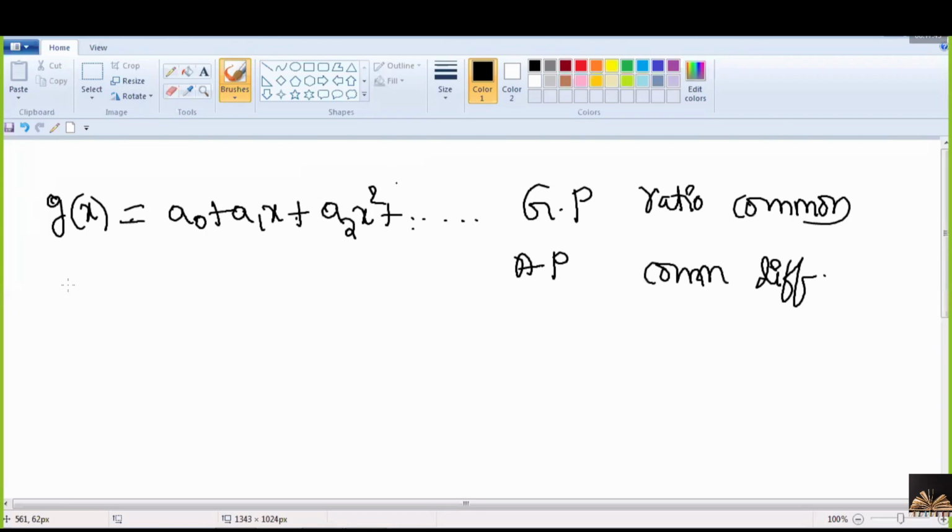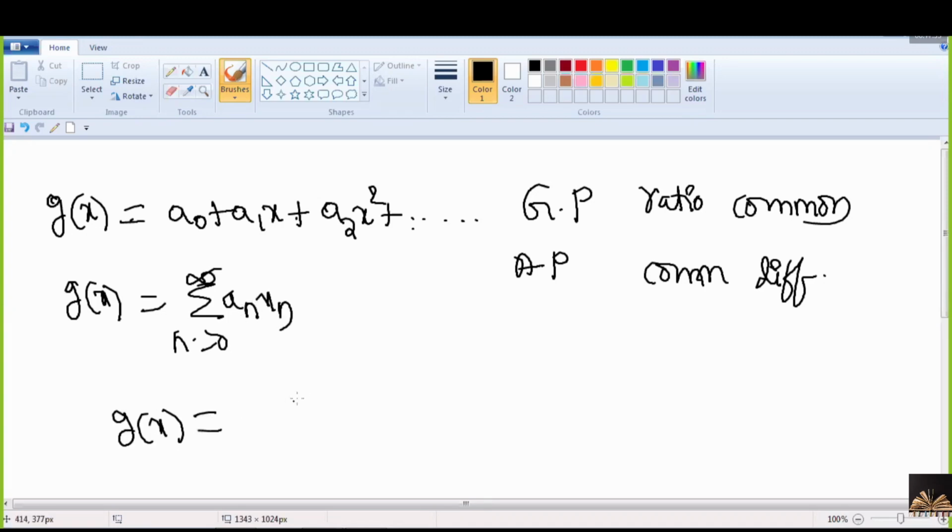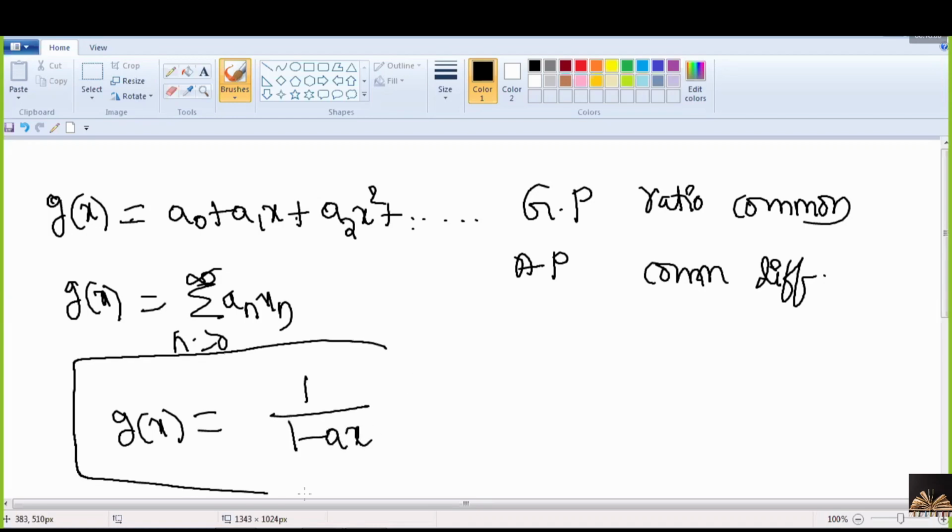So therefore, you can write this as g of x equal to 1 by 1 minus ax. You have to remember this formula. g of x equal to summation of n equal to 0 to infinity of an into x power n, and the closed form of this is equivalent to 1 by 1 minus ax. So based on this formula, we are going to solve all our problems.